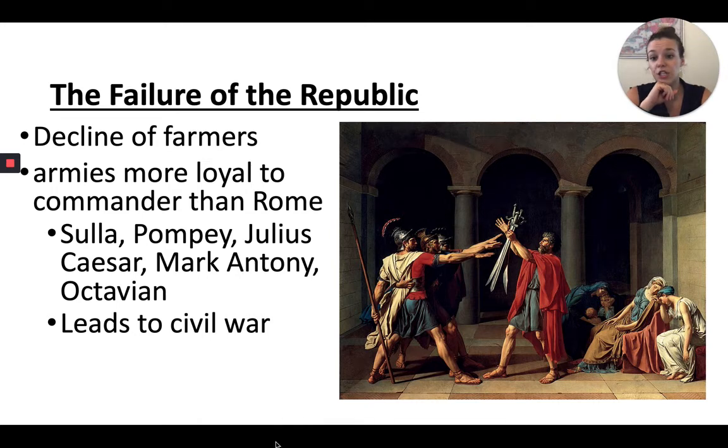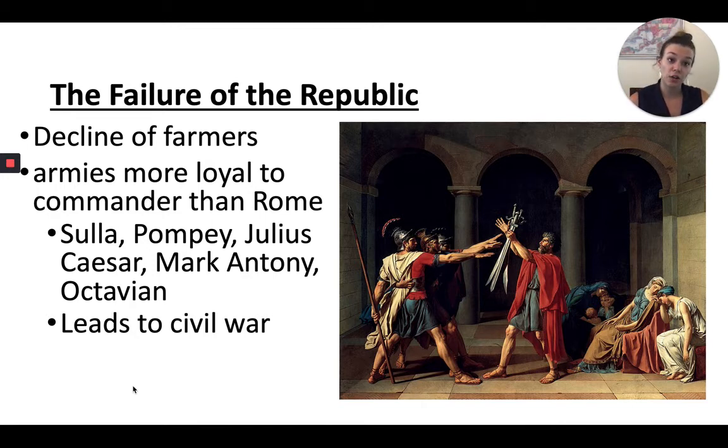All right, so failure of the Republic. Rome's going to go on for a lot longer, but not as a republic. We see the decline of the small family farm, essentially, right? Rome prided itself as being like a republic of farmers, right? The little man. Now, you have these massive estates. Wealth is being consolidated into the hands of the few.